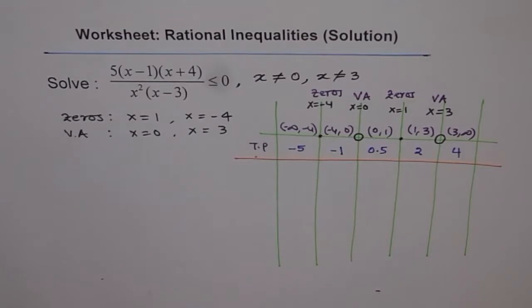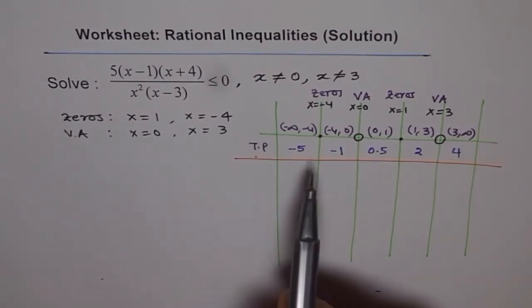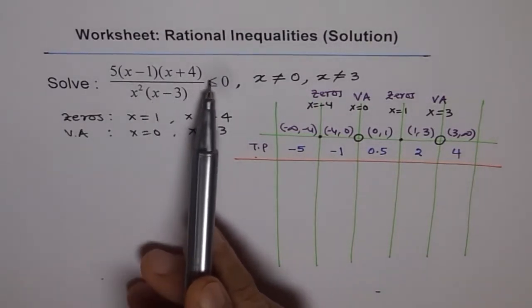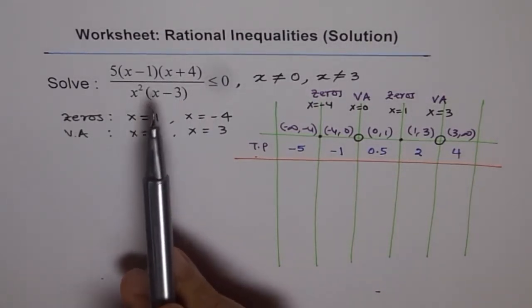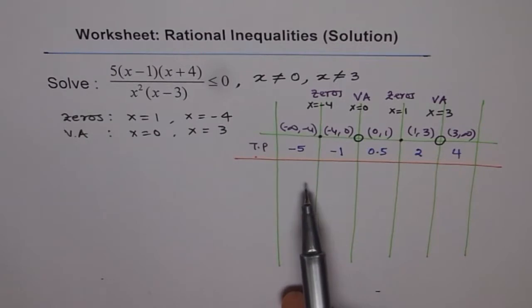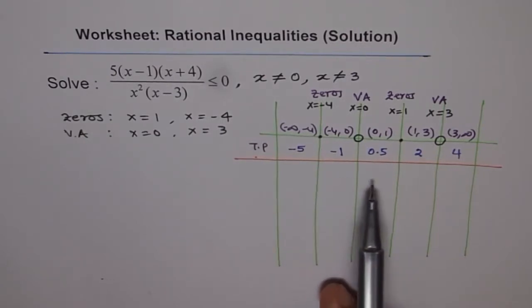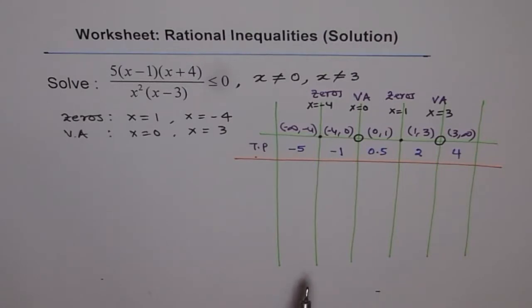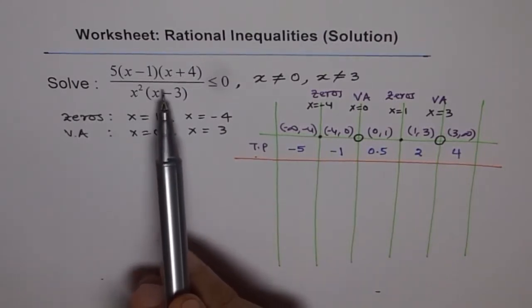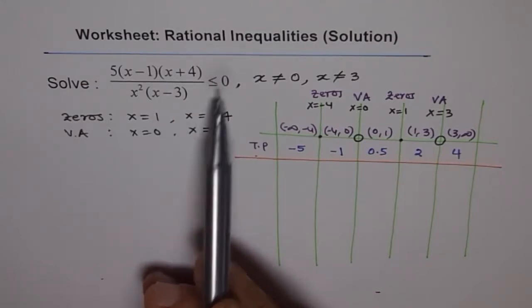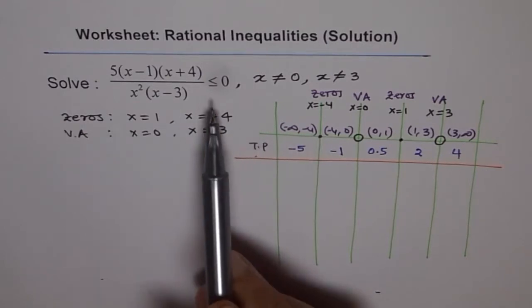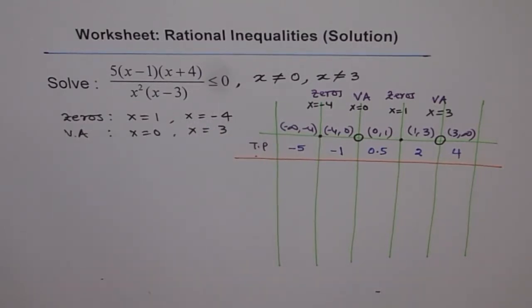Okay. Now you can plug in these values straight into your function and check whether your value is negative or positive. If it is negative, write negative. If it is positive, write positive. That way you'll know in which regions the values are negative and in which they are positive. That's one way of doing it. And the solution set will be the one which is negative, right? Because you need it to be less than or equal to 0. And zeros are included in your solution, not the vertical asymptotes, of course.